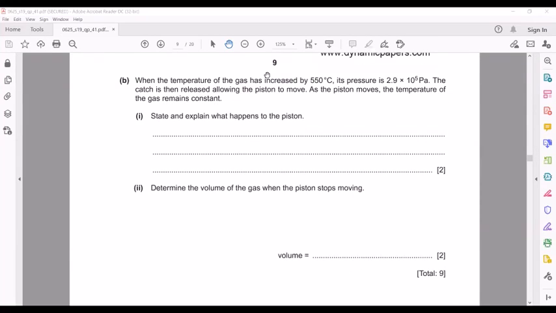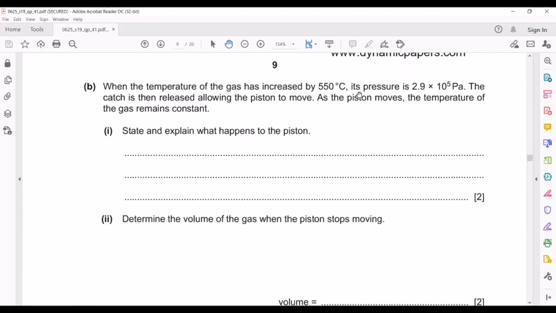When the temperature of the gas has increased by 550, its pressure is 2.9 exponent 5 Pascal. The catch is then released. As the piston moves, the temperature remains constant. State and explain what happened to the piston. So as the piston is released, what happened to the piston?